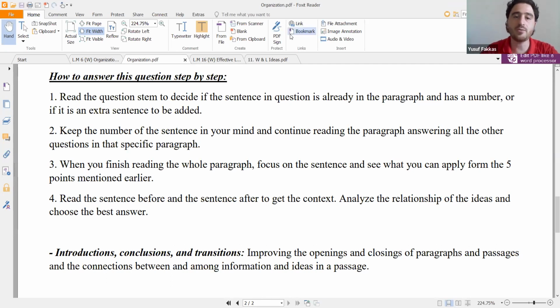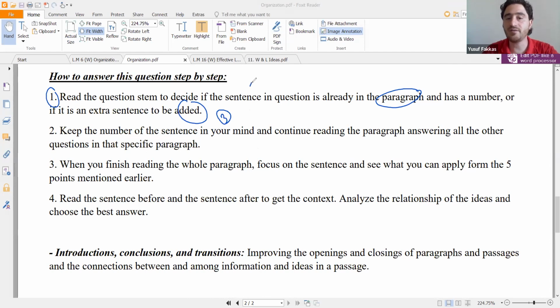But how to do it? Here we are just putting our work in steps. Okay, number one, the usual thing, read the question, decide if the sentence that you are asked about is already there in the paragraph or it's going to be added. Okay, as simple as that. Number two, keep the number of the sentence in your mind. Of course, the question will tell you what sentence it is. For example, it's sentence number 3.